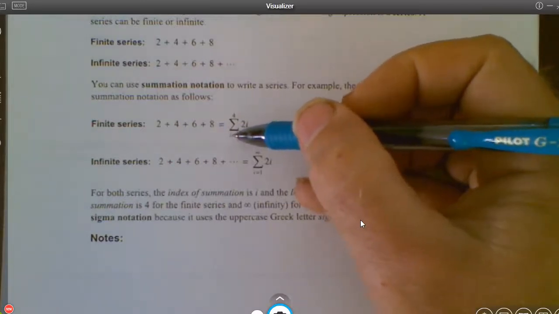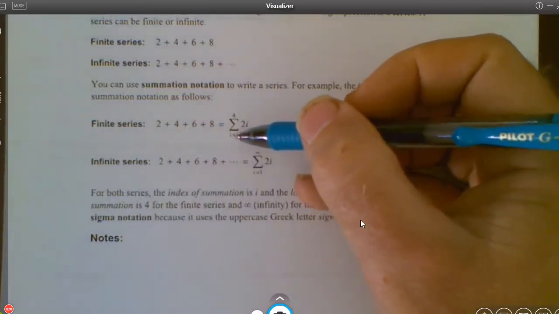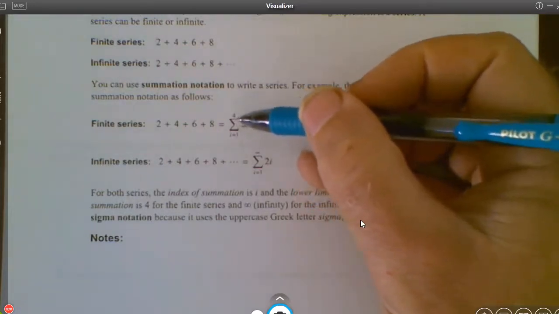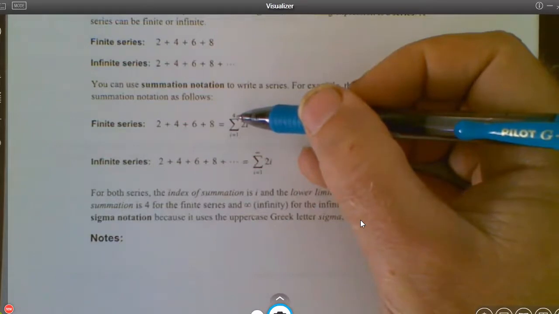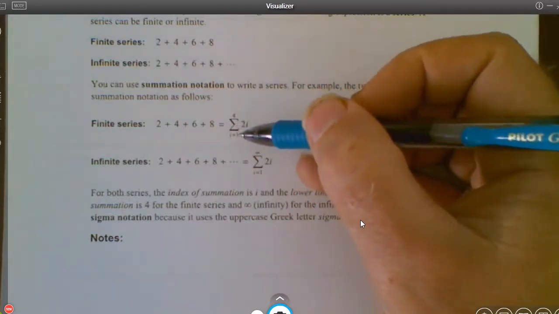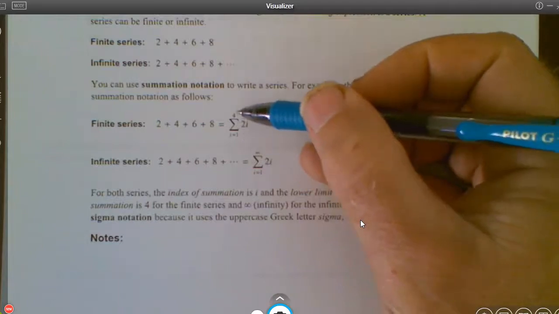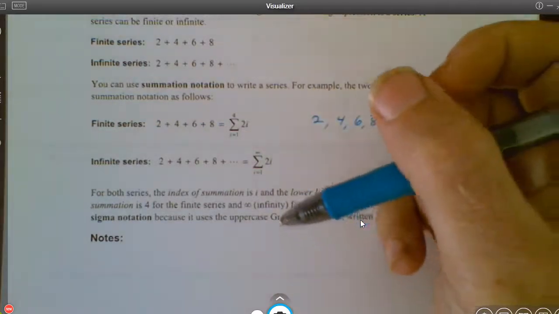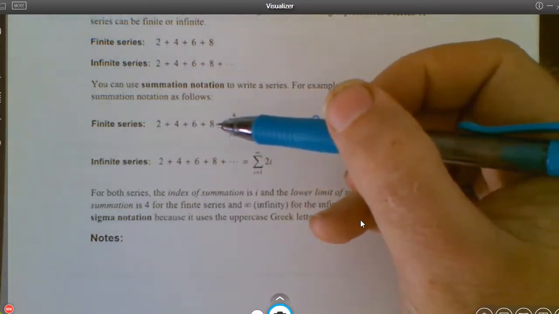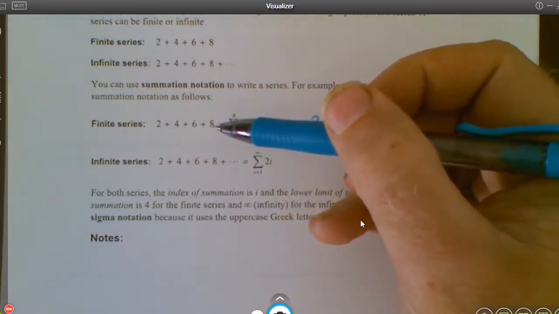So this says i equals 1. That just means I am starting with the first term, and I am ending with whatever this is, which would be in this case the fourth term. So in other words, I'm going to find the sum of terms 1 through 4. And you can see that's what we're doing. We're finding the sum of the first 4 terms of that sequence.